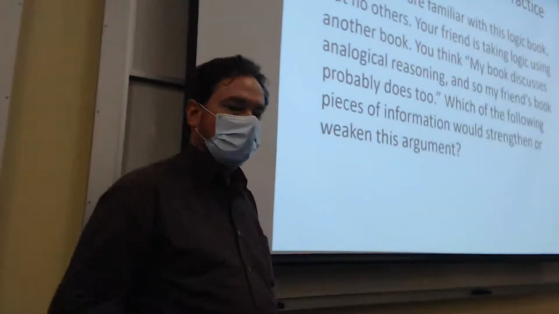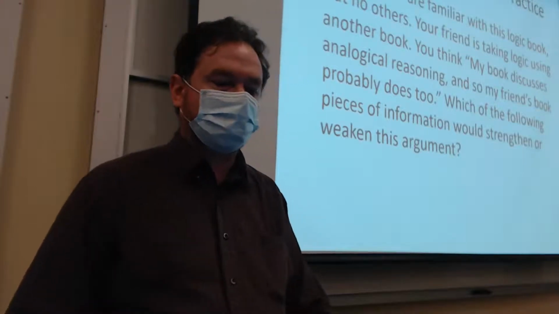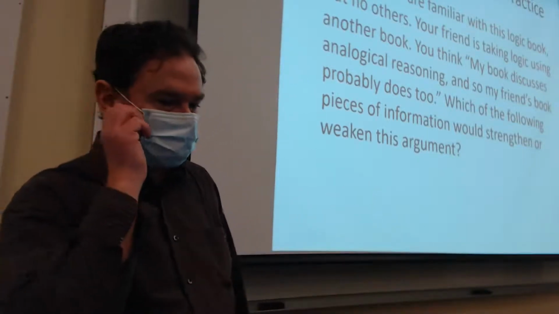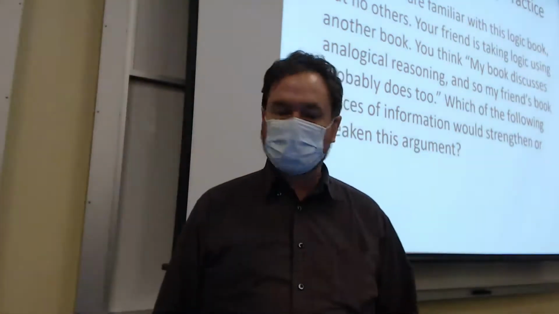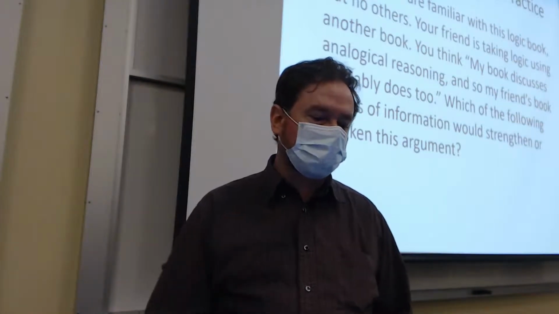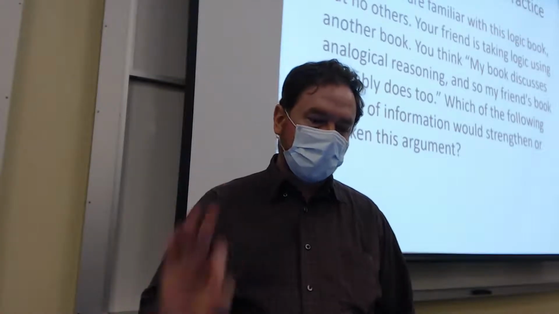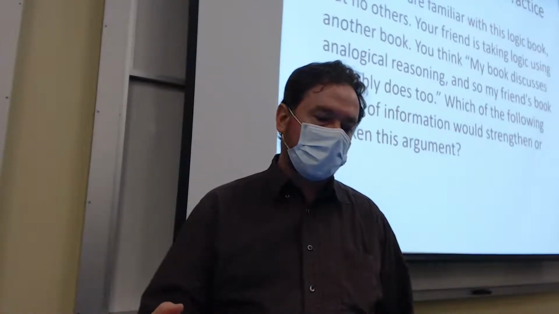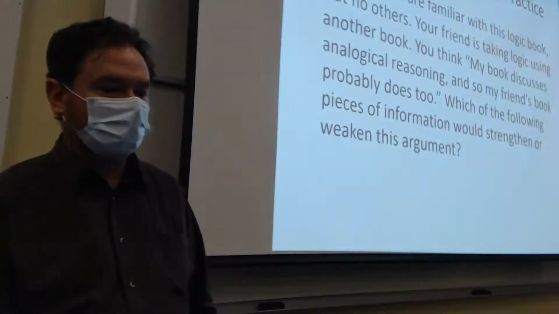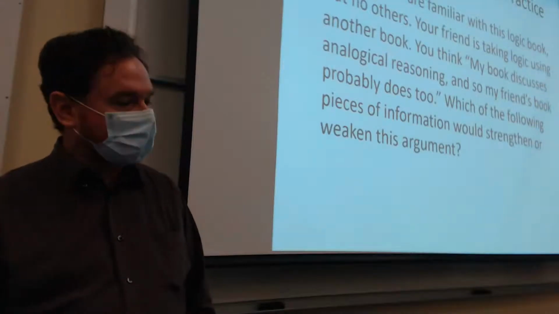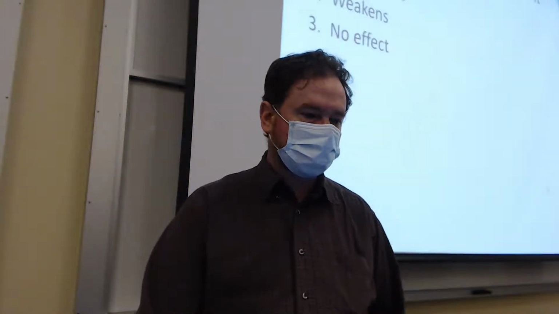And your friend is taking logic, but using another book. So you think to yourself, my book discusses analogical reasoning, so I bet my friend's book also has a section on analogical reasoning. Which of the following pieces of information would strengthen or weaken the argument? When we say strengthen, it means it makes the analogy better and the similarity more likely, in this case more likely that it has a section on analogical reasoning. And what makes it less likely that it has a section on analogical reasoning and weakens the argument?